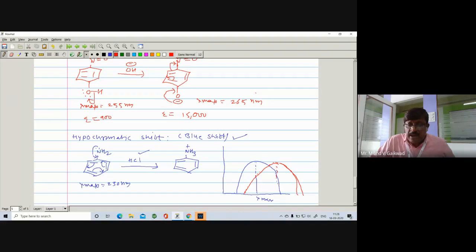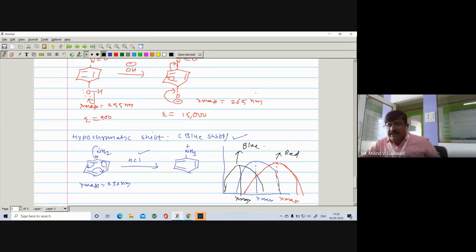So here you have a lambda max, and in the blue shift, what happens? The spectra gets shifted towards the left side. Here is the lambda max. So this is called a red shift, and this is called a blue shift. Understand what a red shift and a blue shift are.